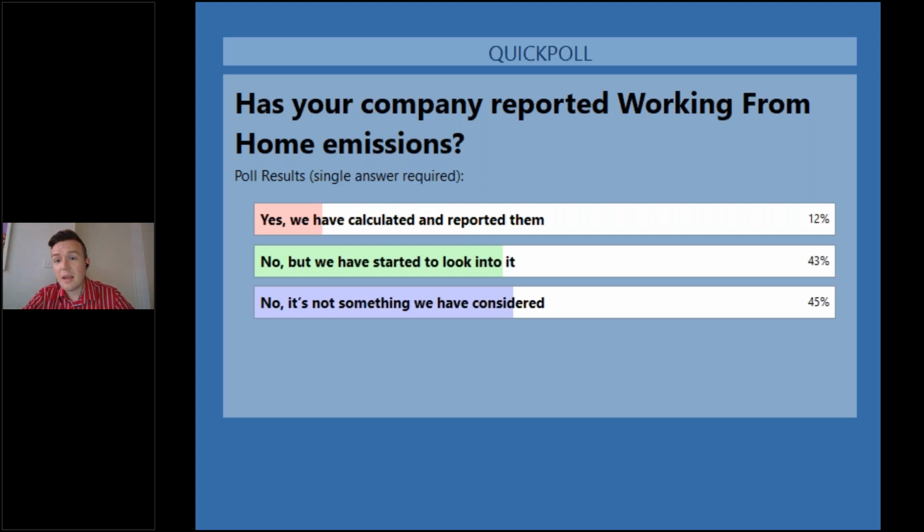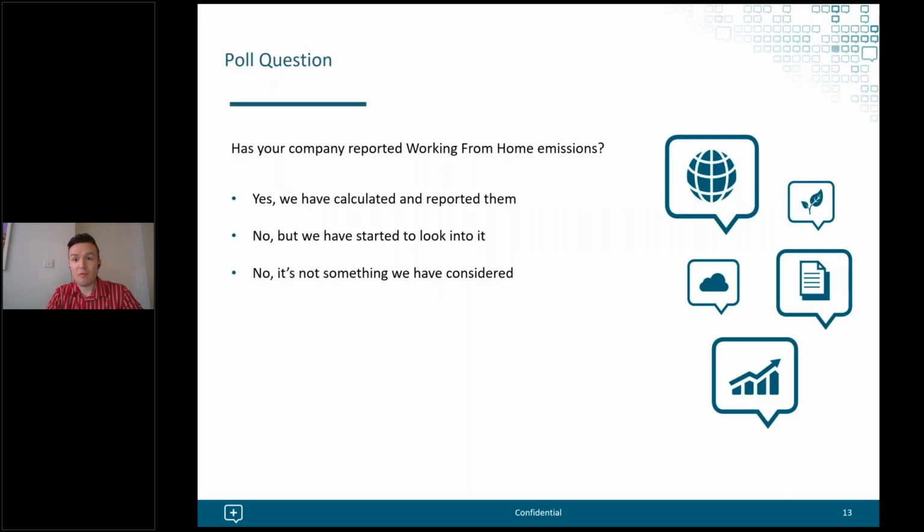So unsurprisingly, for most companies, it's not something that they've considered or something that they've looked at before, and only about 12% of people have calculated and reported them. So that's useful to understand and not surprising. So let's have a little closer look at what we mean by working from home emissions.